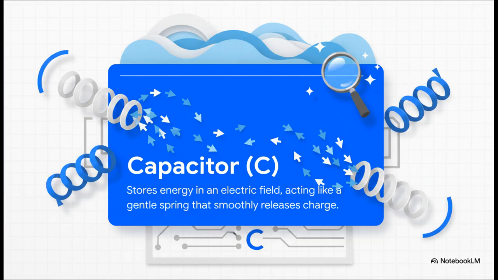And finally, we meet the capacitor, or C. A capacitor stores its energy in an electric field. You can characterize the capacitor as a highly flexible element. As voltage pushes into it, it stores up that charge, and when it gets full, it pushes back, smoothly and rhythmically, releasing that gathered charge right back into the circuit. It acts very much like a gentle spring in our mechanical analogy.